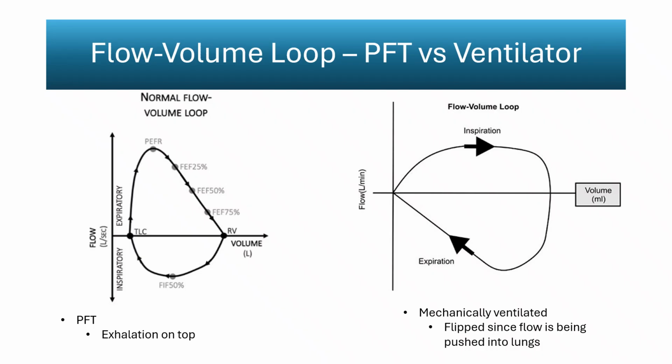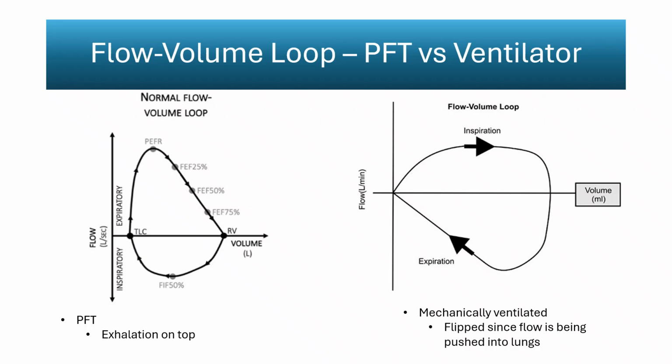This orientation reflects the natural direction of airflow during spontaneous breathing, where expiration is a positive flow event and inspiration is negative flow. On the ventilator, the convention is reversed because the machine is actively pushing flow into the lungs. During mechanical inspiration, the ventilator generates a positive flow signal, so the inspiratory limb appears on the upper half of the loop. When the ventilator transitions to expiration, flow becomes negative as gas leaves the lungs passively, placing the expiratory limb on the lower half of the graph. The loop therefore appears flipped compared with a pulmonary function test.